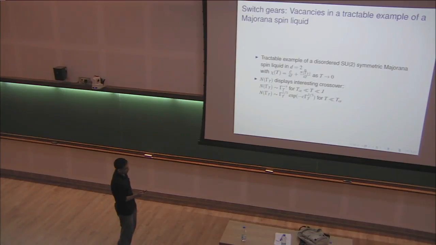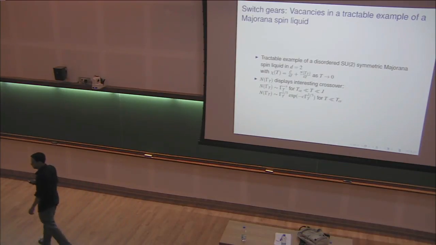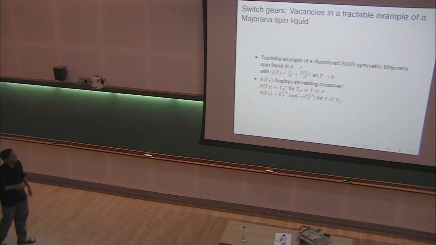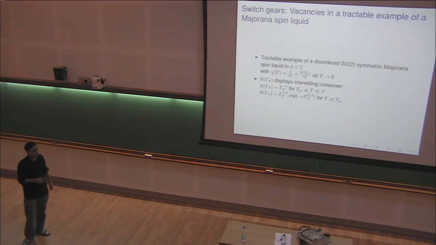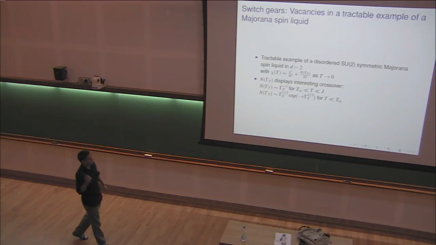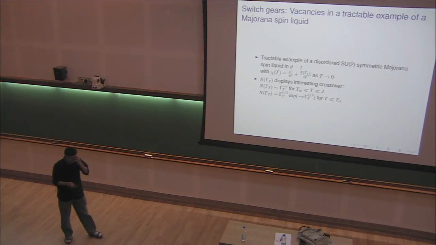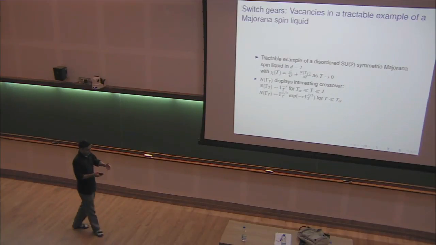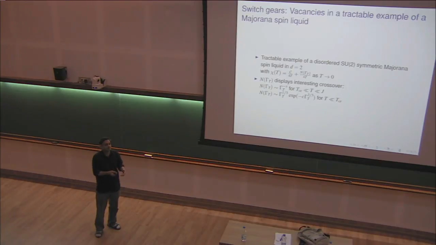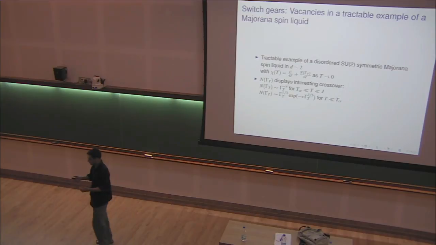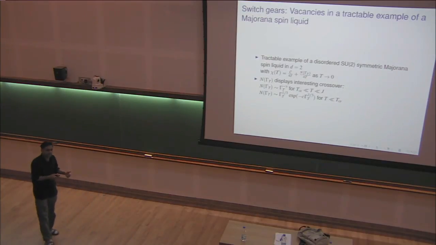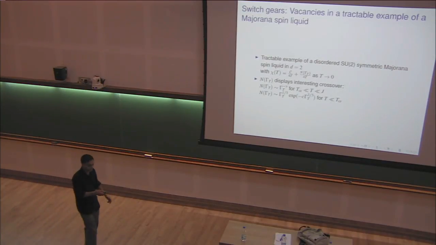Now let me switch gears and talk about another problem we've been doing, this time with Sambuddha Sanyal. And that's to look at a tractable example of vacancies in a Majorana spin liquid. Majorana spin liquids, as we heard in some of the school lectures, are systems where the spins have lost their identity as bosons and behave for all practical purposes as Majorana fermion excitations as far as calculating low temperature properties are concerned.